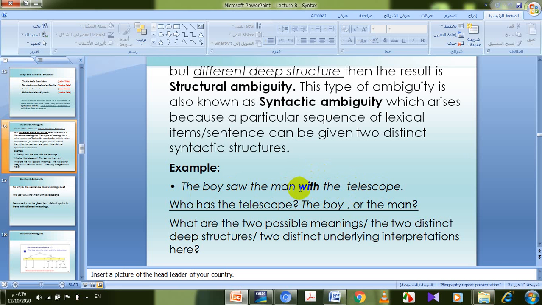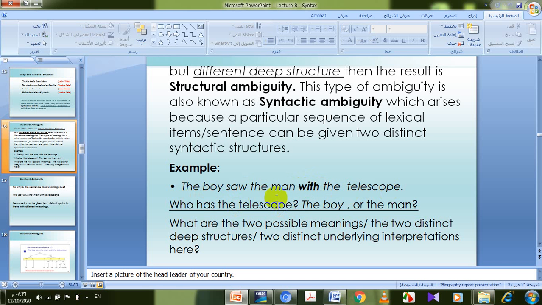So with in Arabic translates as ذو, the one who had it with him. The boy saw the man with the telescope, who had the telescope. So the man had a telescope. The other interpretation is the boy saw the man, with meaning by, بواسطة. So the boy saw the man by using the telescope.